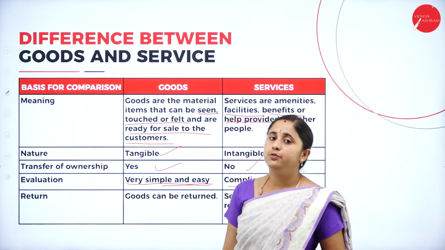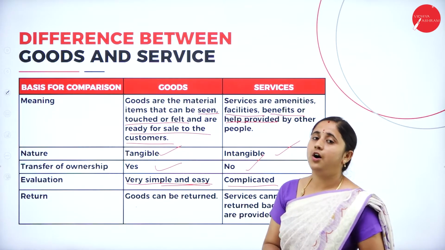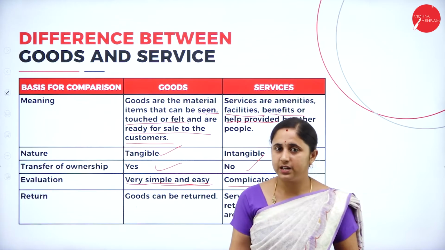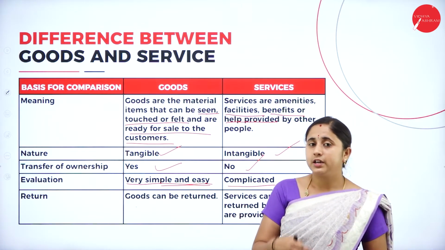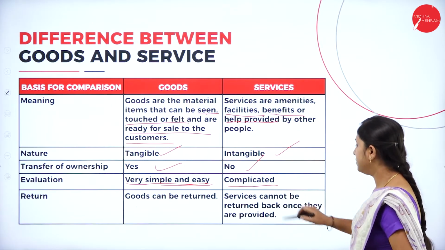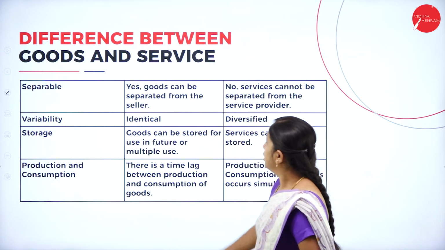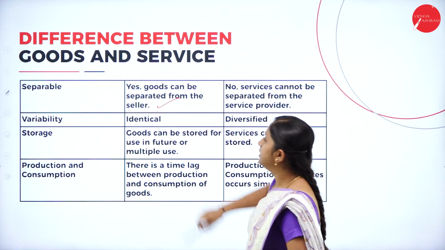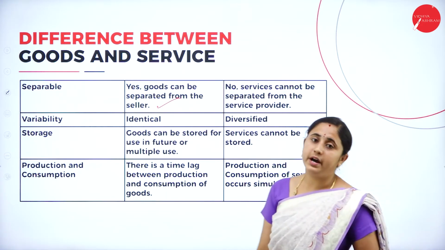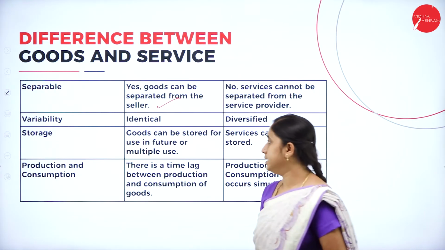For example, if you go for a haircut, if you go to a salon, it's a kind of service. After the service is rendered by the service provider, the consumer cannot return the service. So services cannot be returned once they are provided. Next one, separability: goods can be separated from the sellers. No, services cannot be separated from the service provider. So you cannot separate the service from the service provider.